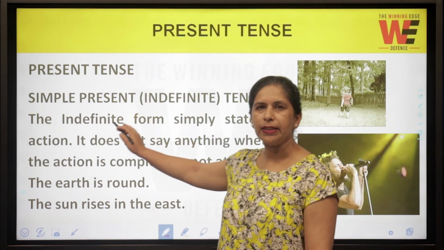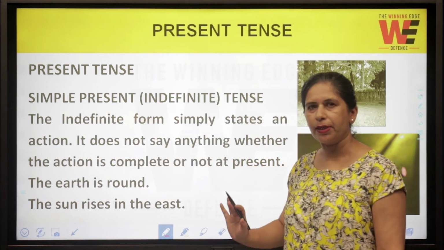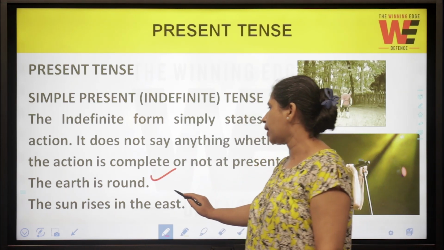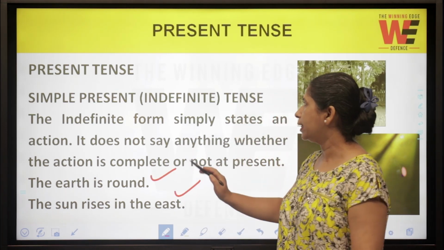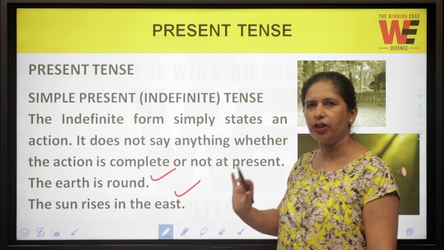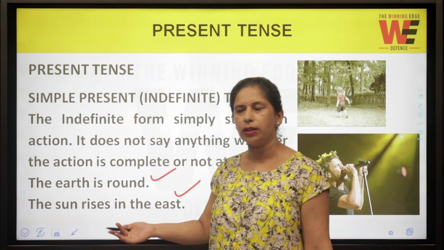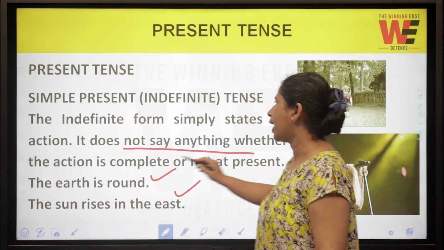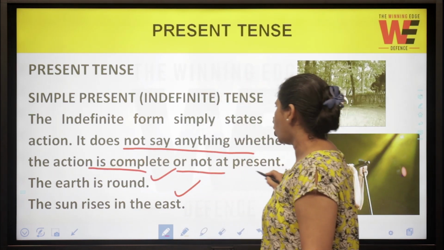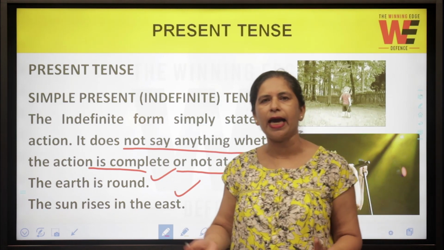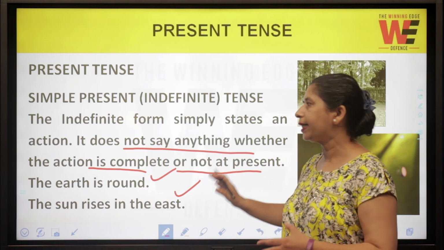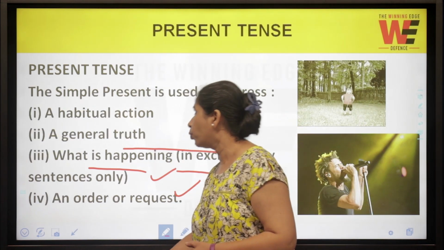So the simple present or the indefinite tense के examples देखते हैं. जैसे कि example है the earth is round, the sun rises in the east. So these examples simply state an action. एक action बता रहे हैं, जैसे कि earth is round, the sun rises in the east. So it does not say anything whether the action is complete or not at present. अभी हमें नहीं पता कि action complete हुआ है या नहीं हुआ है. It is just stating an action. Let's see some more examples.